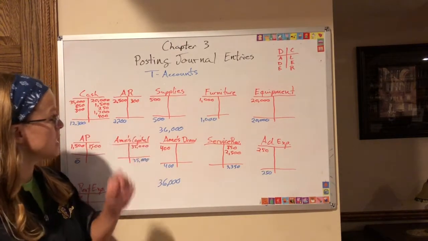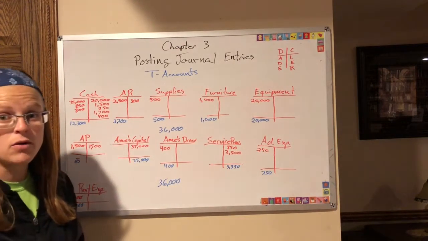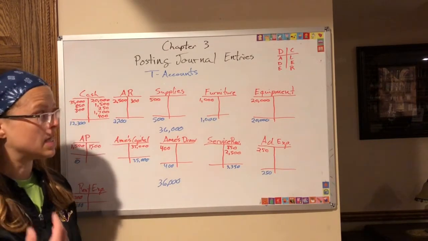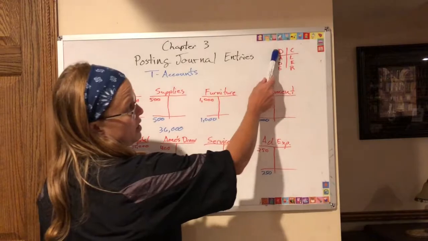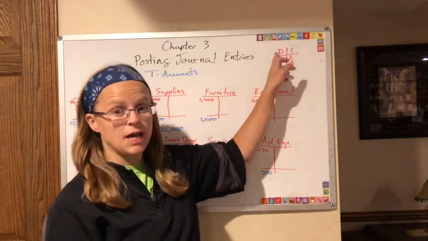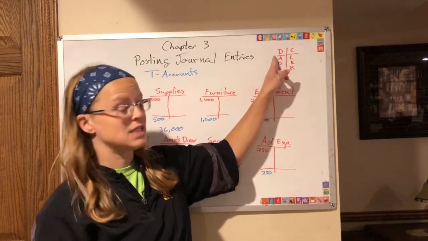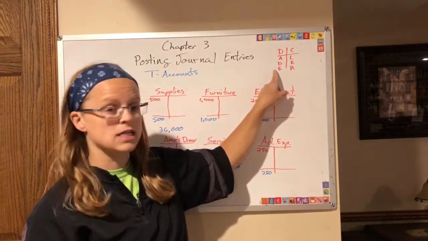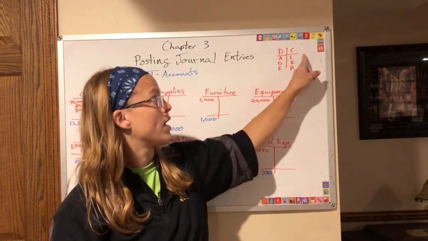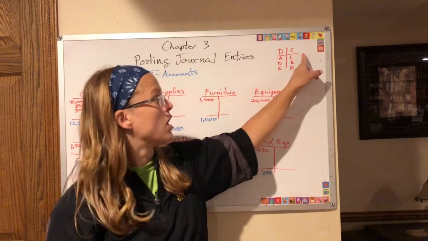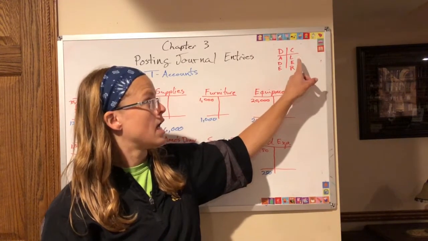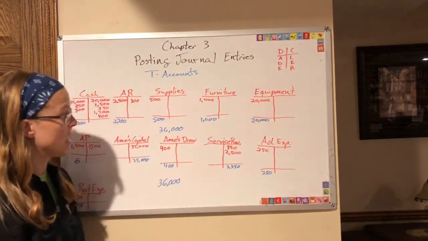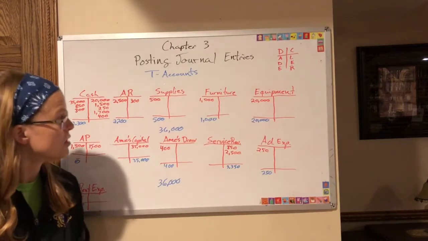All right, so this is the T account. Remember, with T accounts, you always have to have a debit and a credit. Always a debit and a credit. Our debits in their positive form would be assets, drawing or withdrawal, and expenses. Our credits in their positive form are liabilities, equity, and revenue. Right? So that's our T accounts.